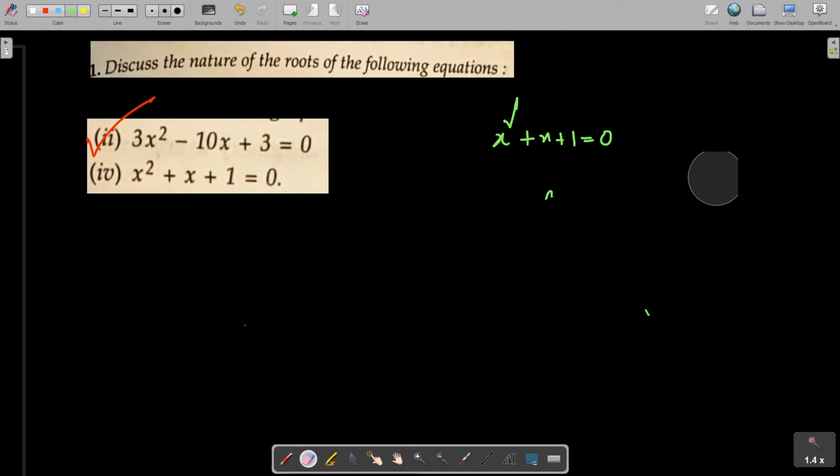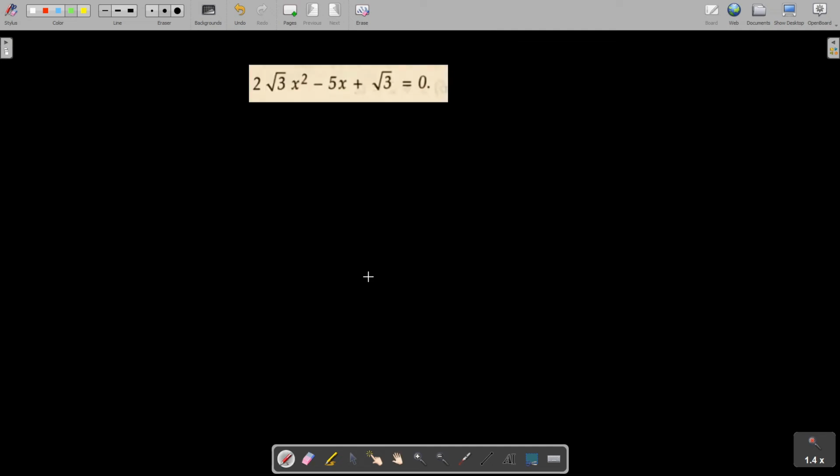Easy. Let's try another question. Quite similar here. A, what do we have? Root 2 root 3. B is equals to minus 5. C is equals to root over 3. Now, see, A, B, C are not rational numbers, okay? Because there's a root over here. So let's find the delta first.